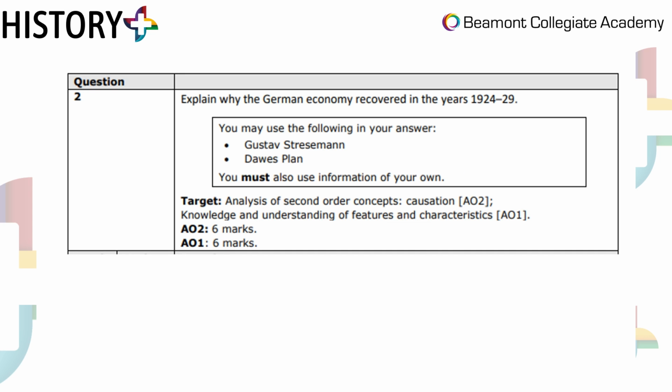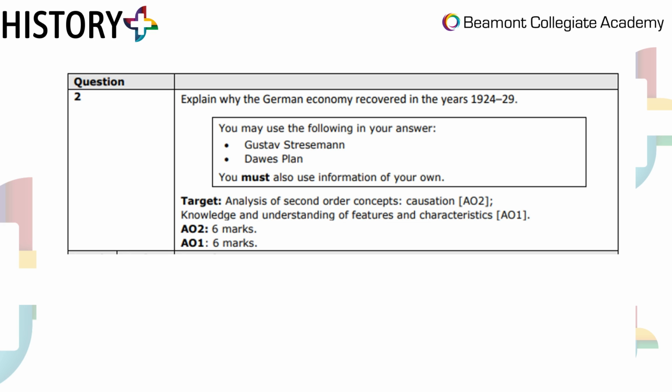So what does the question look like? Well, the question might ask something along the lines of explain why, in this case, the German economy recovered in the years 1924 to 1929. You may use the following in your answer. So you can see that the exam board have given you 2 bullet points there. But to get the very best marks, you must also include more information of your own. So you must also include 1 other bullet point.